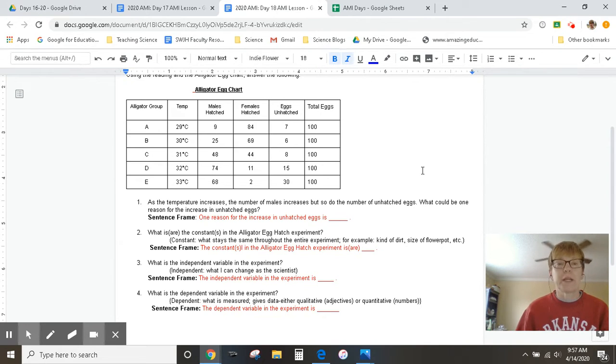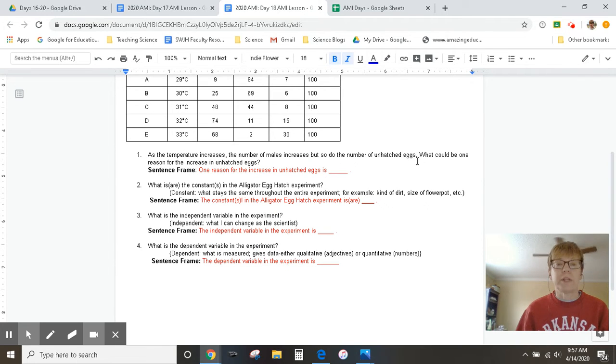So today we're talking about alligators and their eggs. Just like we've done in the last few days, let's take a look at the questions before we read the passage. Question number 1 says, as the temperature increases, the number of males increase, but so do the number of unhatched eggs. What could be one reason for the increase in unhatched eggs?